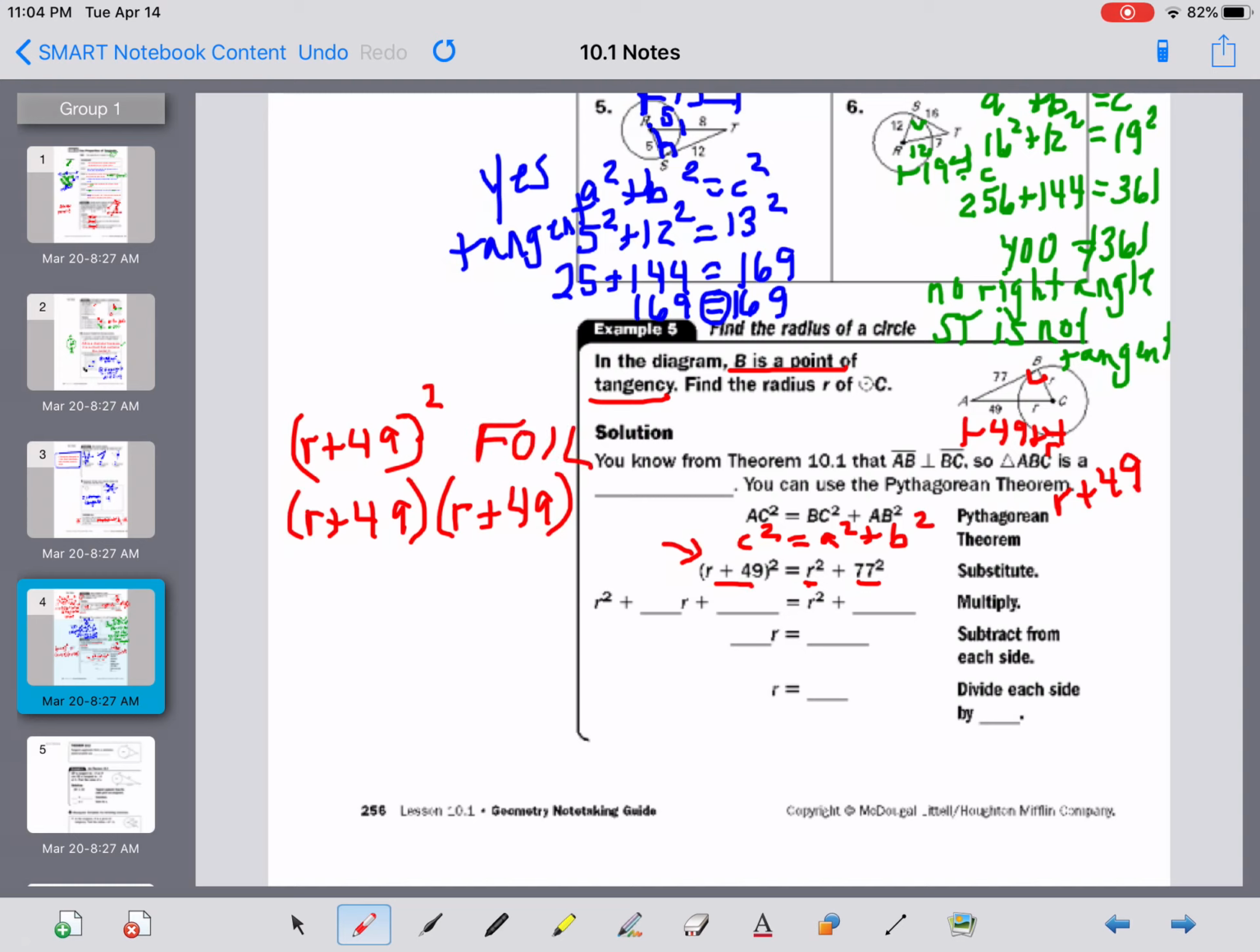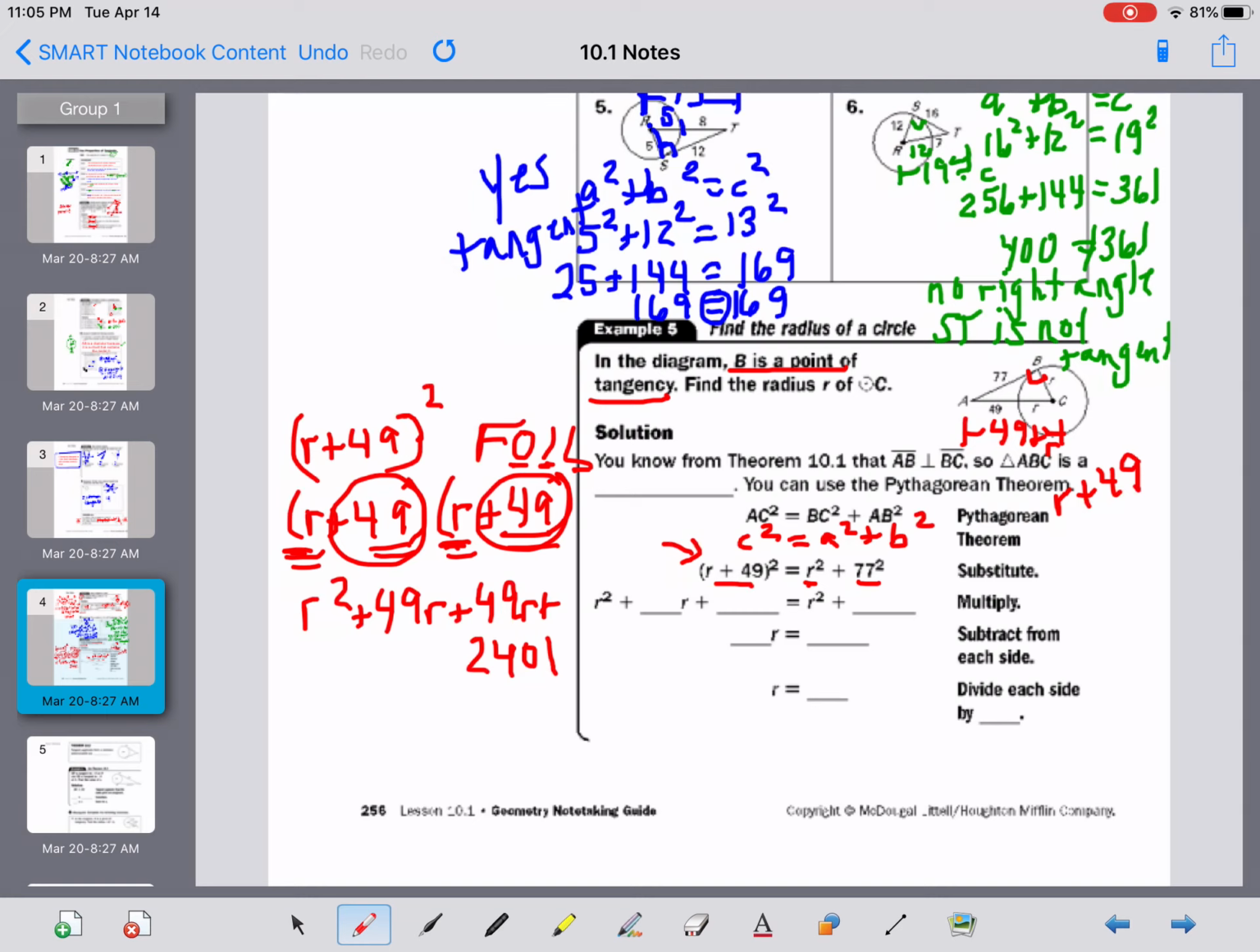What that's going to do is give me first times first, that's my F, r times r is r squared. Then I'm going to do my O, which are the outsides, r times positive 49 is plus 49r. Then I'm going to do my insides, which are 49 and r, and that gives me another plus 49r. And finally, my lasts are my 49 times my 49. Hopefully you have a calculator handy. I think that's 2,401. And no, I did not do that in my head. I already wrote it down, so I didn't mess this up.